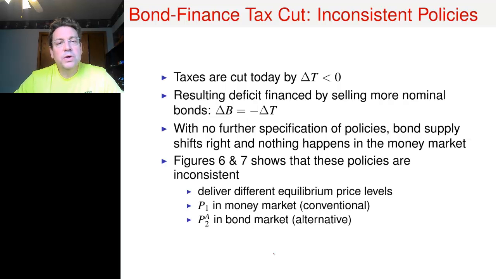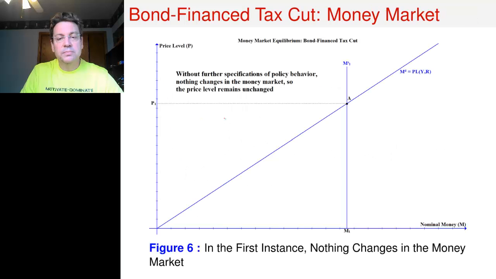So let's start with looking at a tax cut today. So we're going to cut taxes today, and we're going to finance this tax cut by increasing bonds. So since taxes are going down, bonds are going up. So the government's selling more debt. Now let's suppose that we don't say anything further about what might happen. Well, let's see what happens in the money market and the bond market.